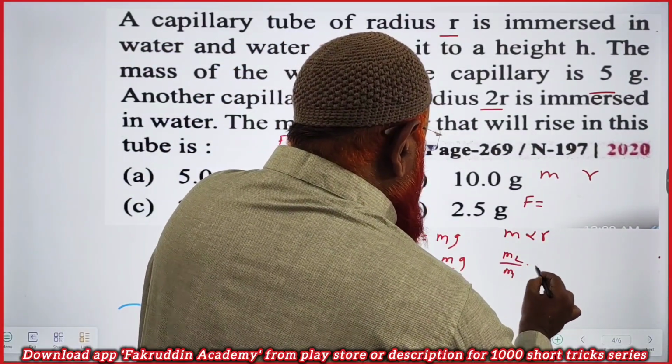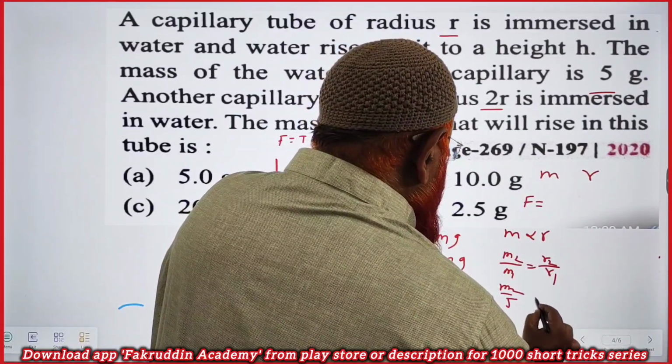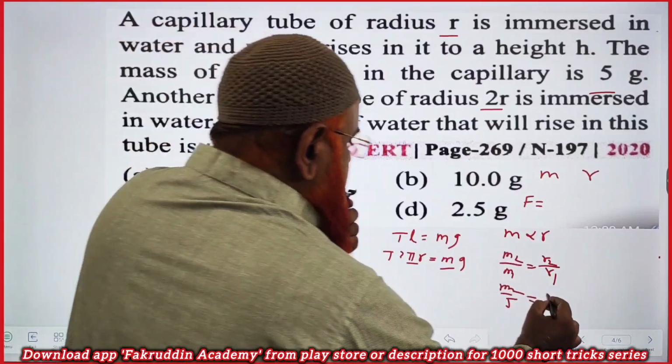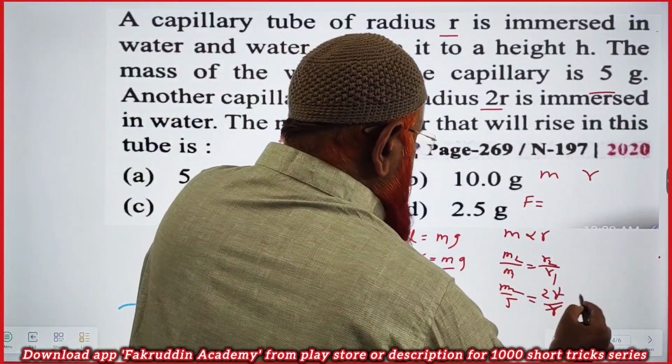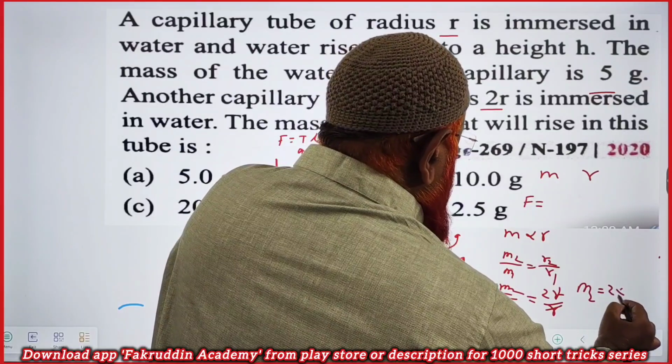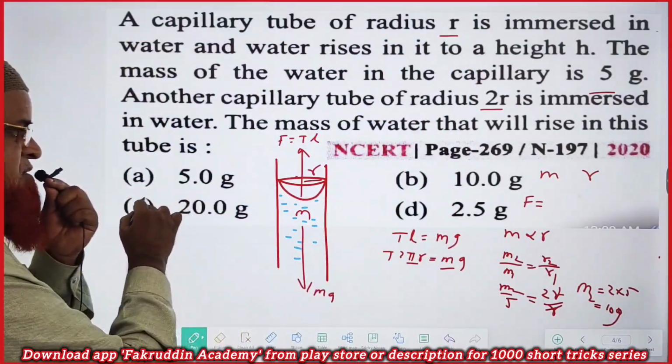सो m2 by m1 is equal to r2 by r1. सो m2 by 5, r2 हो गया 2r, r1 हो गया r यहाँ पर. सो r gets cancelled. सो मास m2 हो गया 2 into 5 which is equal to 10 grams. तो ये हो गया आपका आंसर, 10 grams.